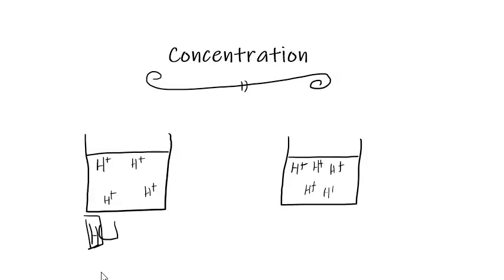And they're the same volume. So if they're both 10 mL, then that means that this one's got 4 hydrogen ions per 10 mL, and this one's got 6 hydrogen ions per 10 mL. So this one is a lower concentration, and this one is a higher concentration.